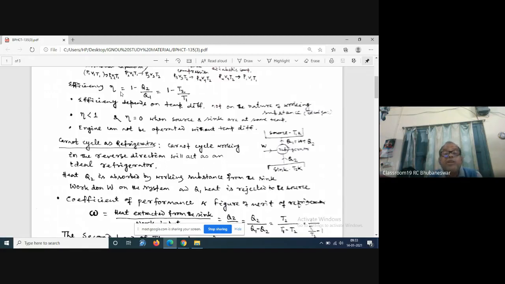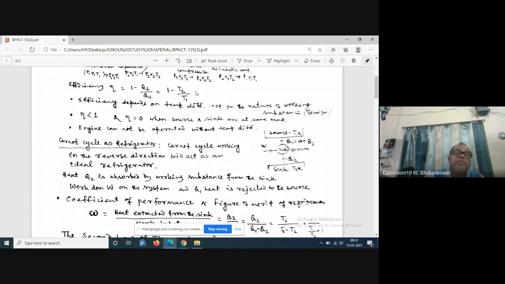Efficiency depends upon the temperature difference, that is, the temperature of the source and the temperature of the sink, and not upon the nature of the working substance. Whatever ideal gas you choose, the efficiency will not vary with the gas. It only depends on the temperature of the source and the temperature of the sink.